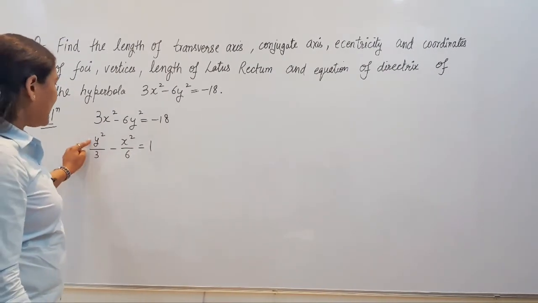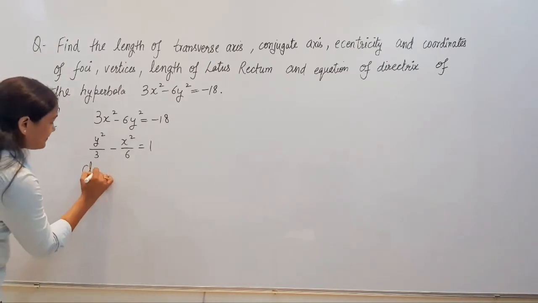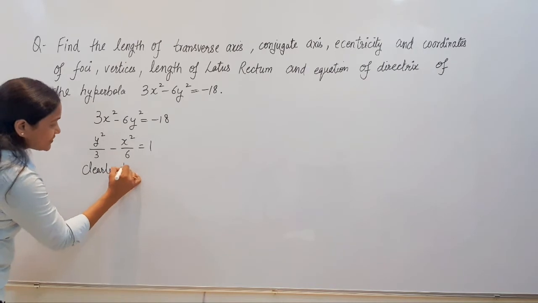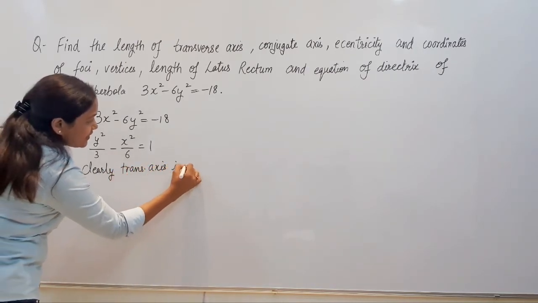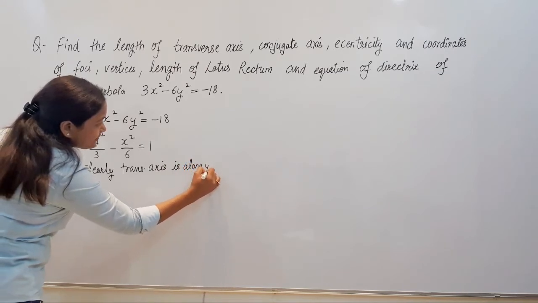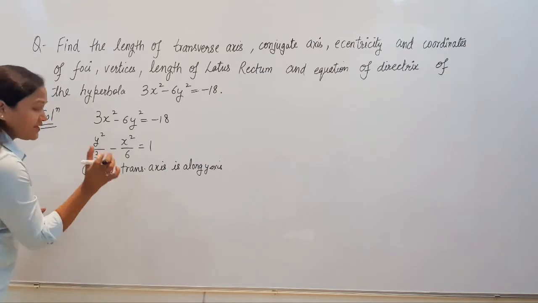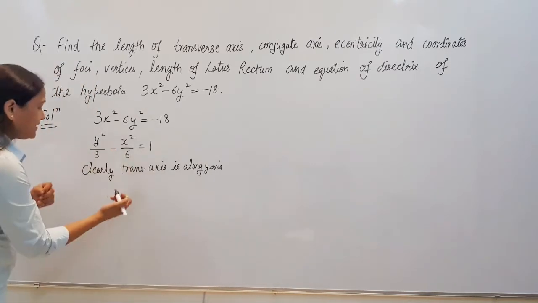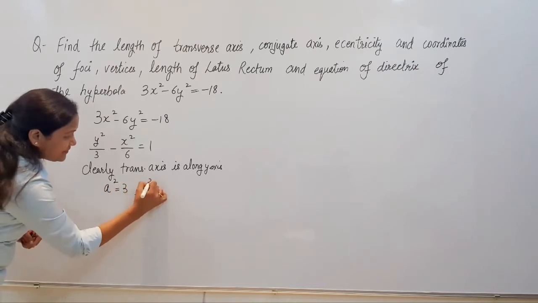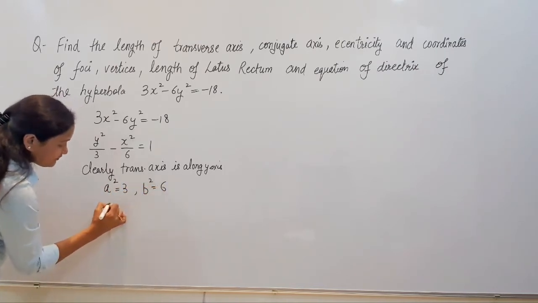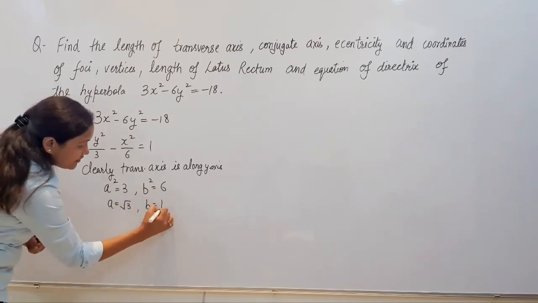and this is a conjugate hyperbola। क्योंकि y² के अंदर आपका ये पॉजिटिव है तो y के अलोंग आपका ट्रांसवर्स एक्सिस है। क्लियरली ट्रांसवर्स एक्सिस इज अलोंग y एक्सिस, और y एक्सिस के अलोंग ट्रांसवर्स एक्सिस है तो आप इसके अंदर से ये निकाल सकते हैं कि आपका a² विल बी इक्वल्स टू 3 and b² is equal to 6. So a will be √3 and b will be √6.